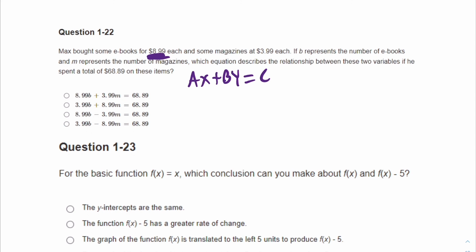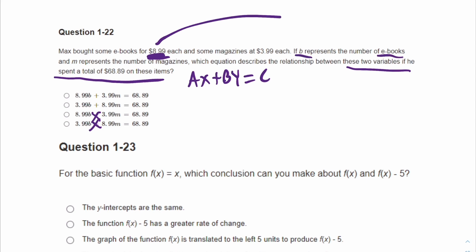Okay, the easy part, the question. The question is, which equation would be right if we spent a total of $68.89? Well, if we're spending a total, then that means we're going to add. So that means do not pick the bottom 2 choices. Now, they bought some ebooks for $8.99 and magazines for $3.99. B is for ebooks. So $8.99 goes with the ebooks, which is the B, which is the first answer choice.